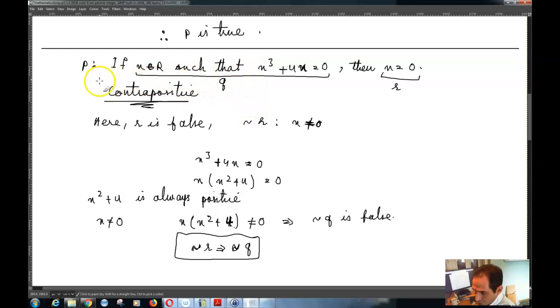So long story short, based on the method of contrapositive, you take R as false, and then based on that you want to show that not R implies not Q. If you can do that, then that means that this statement over here is true, otherwise it's false, right? And that's basically what we have done over here.